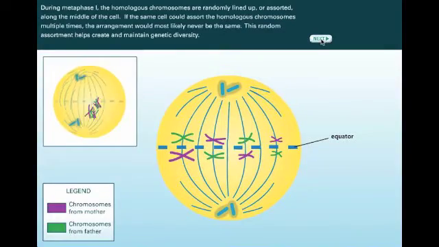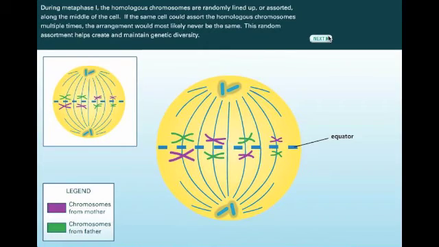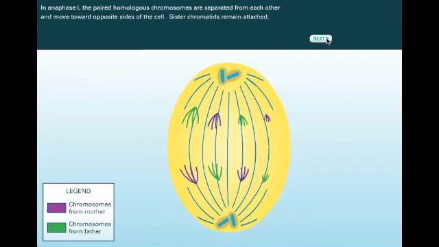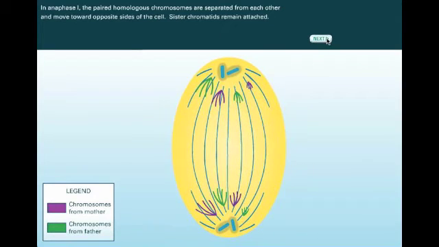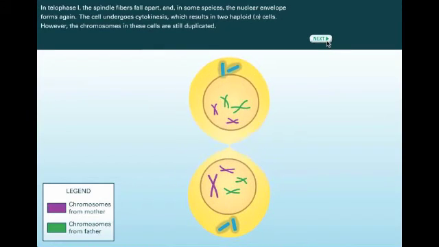During metaphase 1, the homologous structures are randomly lined up or assorted along the middle of the cell. In the same cell, you could assort the homologous structures multiple times. The arrangement would most likely never be the same. This random assortment helps create and maintain genetic diversity. In anaphase 1, the paired homologous chromosomes are separated from each other and move towards opposite sides of the cell. Sister chromatids remain attached. In telophase 1, the spindle fibers fall apart, and in some species the nuclear envelope forms again. The cell undergoes cytokinesis, which results in two haploid cells. However, the chromosomes in these cells are still duplicated.